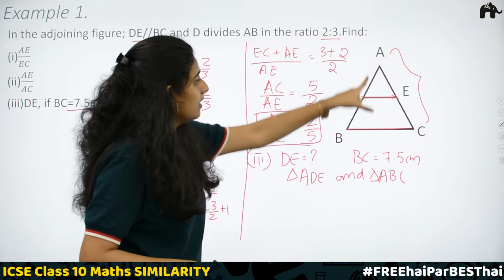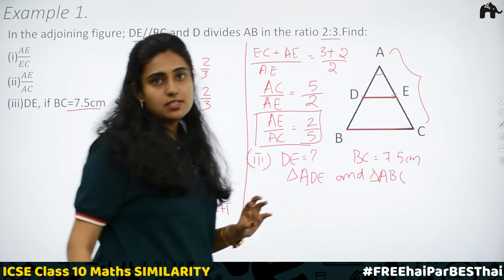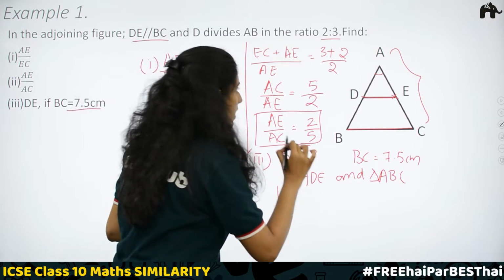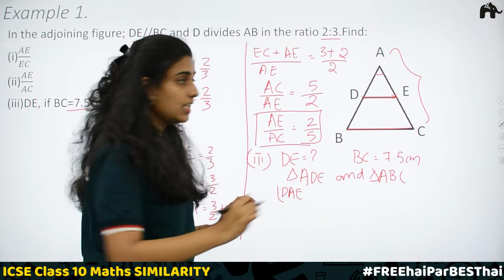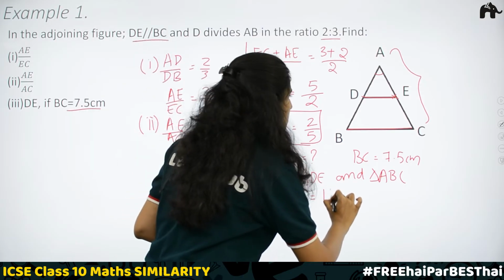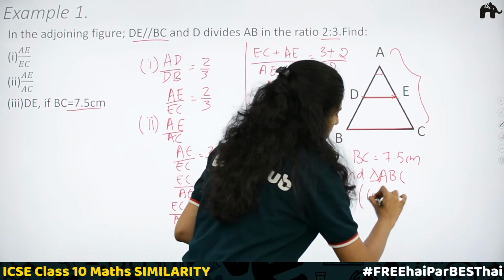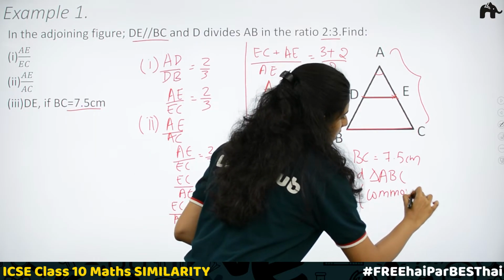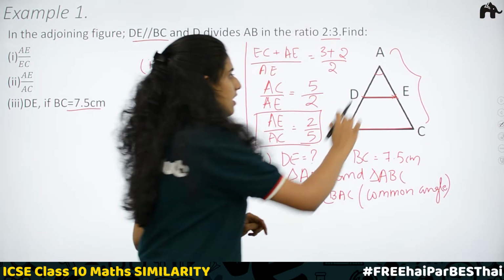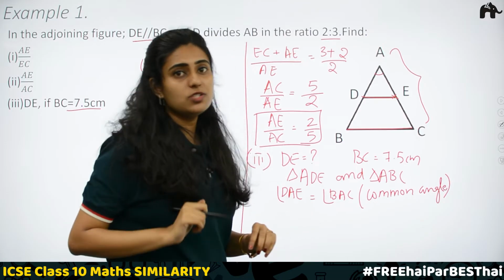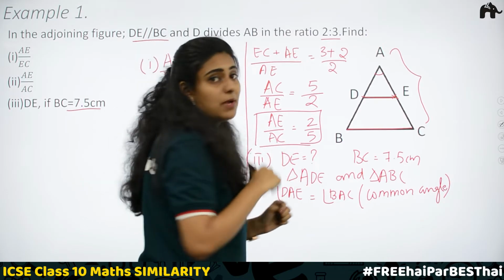Here, when you consider these two triangles, angle A is common to both the triangles. Yes, therefore we have angle DAE is equal to angle BAC. What is the reason? Common angle. Next, getting one angle, we cannot use any postulate. Then what to do? We need some other angle, right?